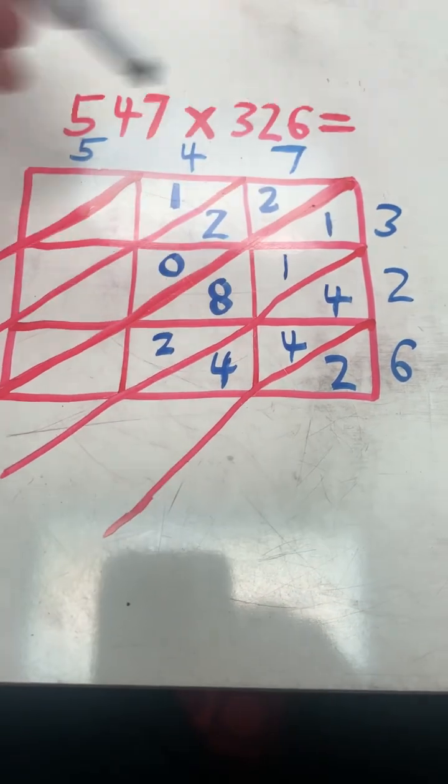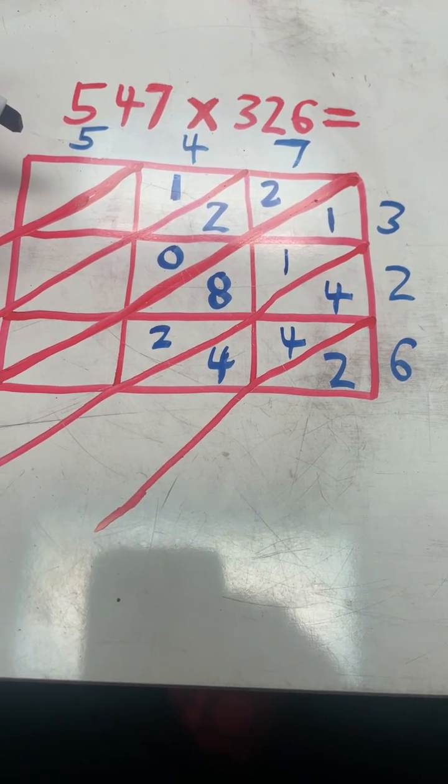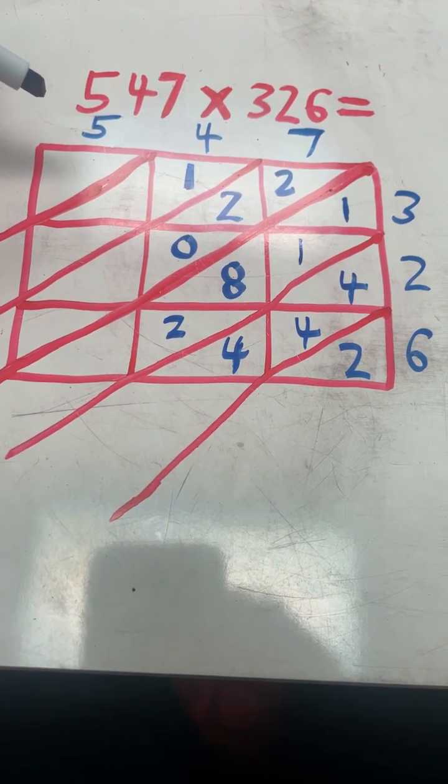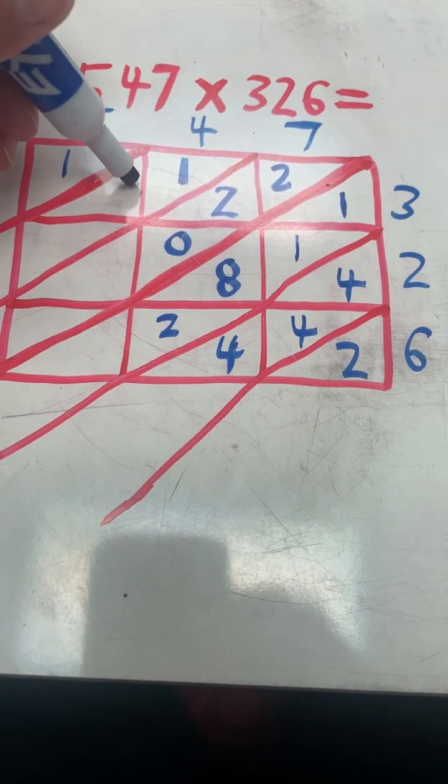5 times 3, the answer to 5 times 3 is going to go in this square here. And each digit from our answer goes in a different triangle. So 5 times 3 equals 15. So we're going to put a 1 in the first triangle and a 5 in the second triangle.